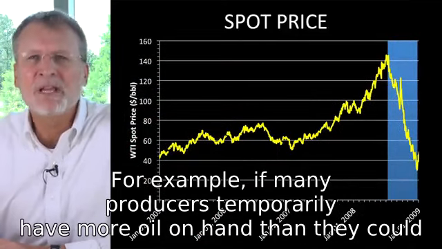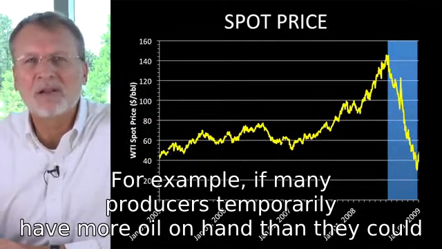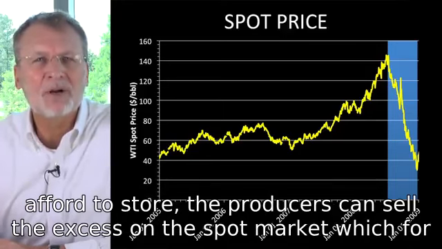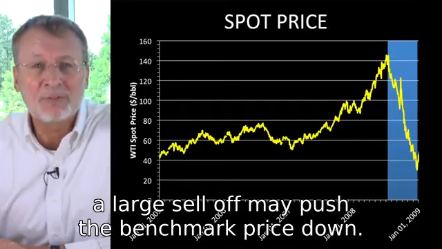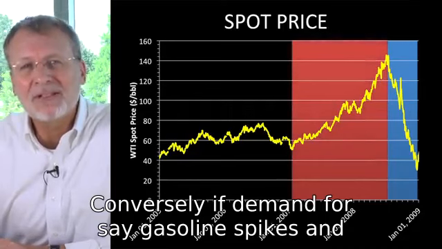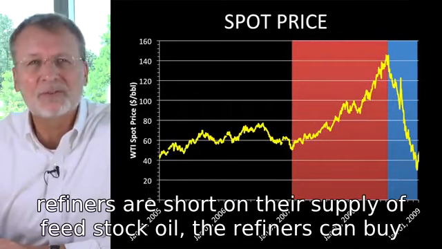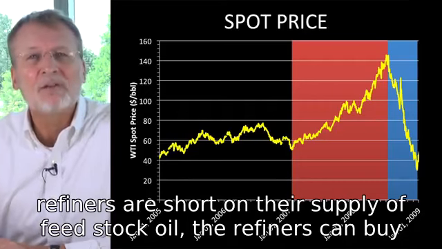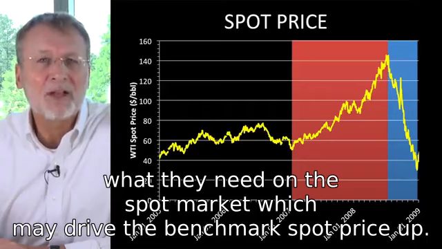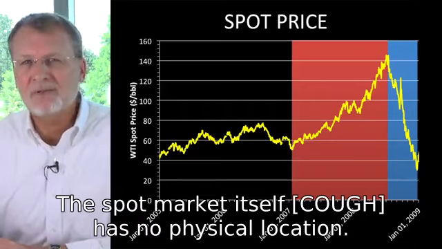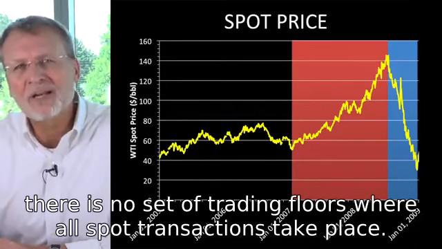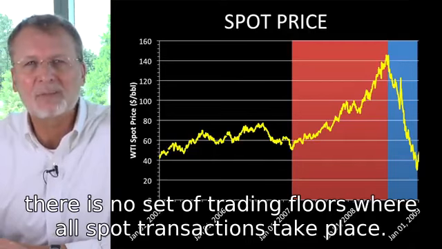For example, if many producers temporarily have more oil on hand than they can afford to store, the producers can sell the excess on the spot market, which for a large sell-off may push the benchmark price down. Conversely, if demand for, say, gasoline spikes and refiners are short on their supply of feedstock oil, the refiners can buy what they need on the spot market, which may drive the benchmark spot price up. The spot market itself has no physical location. In other words, there is no set of trading floors where all spot transactions take place.